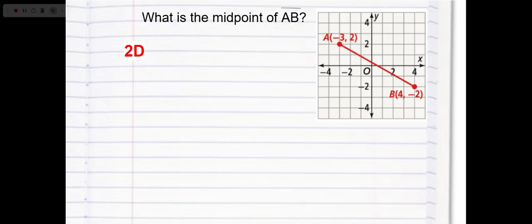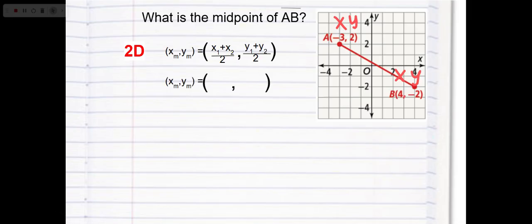Okay, now let's extend this 1D into a 2D formula. So I have these 2 points, and I want to find the midpoint of segment AB. You're going to find the midpoint of the x values and the midpoint of the y values, and that's how you find the midpoint. Remember a point is written x comma y. My x values are the first values in each point. So my 2 x values are -3 and 4. So when I'm trying to find my midpoint, I'm going to plug in -3 for x1 and 4 for x2.